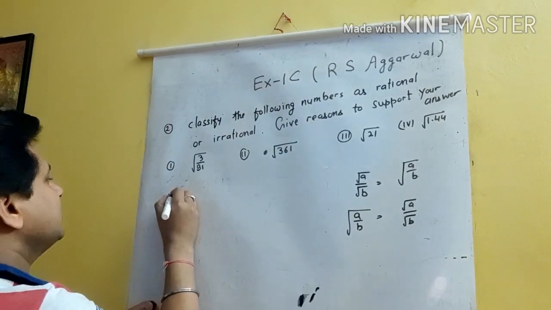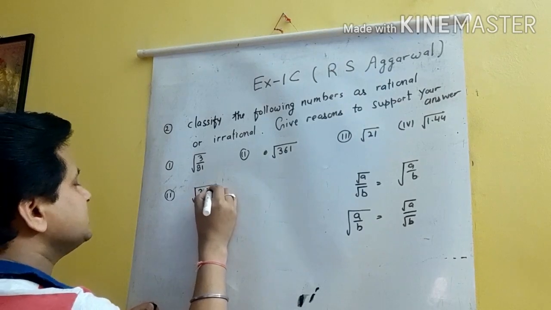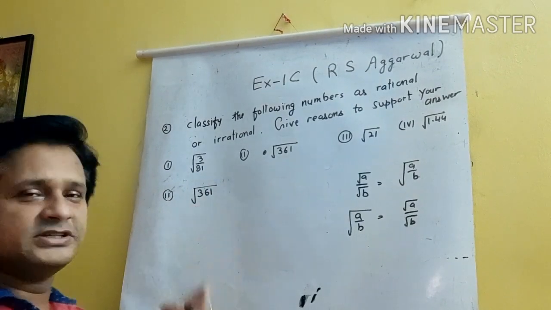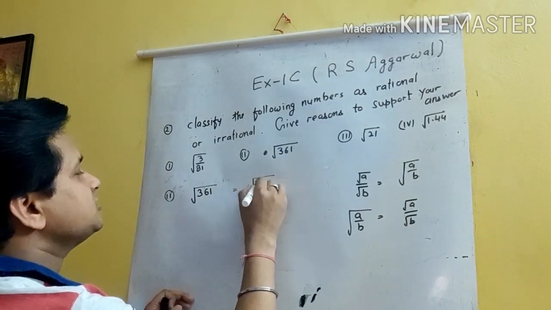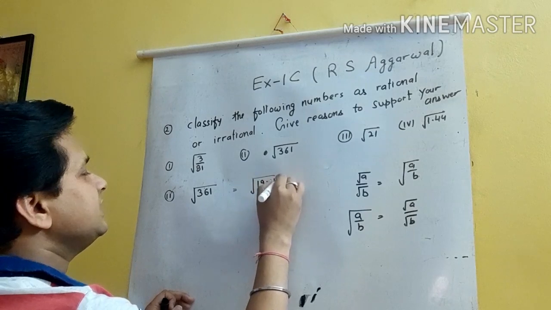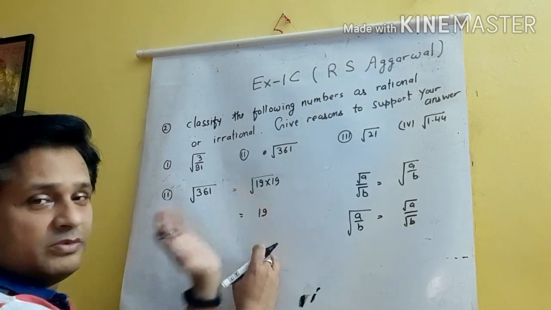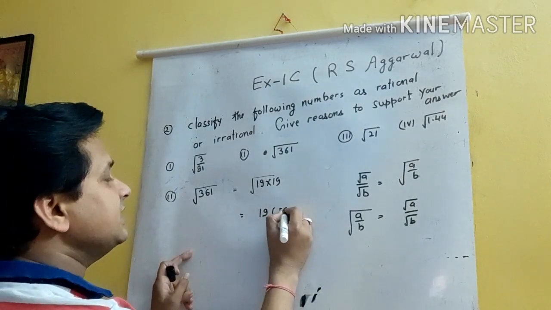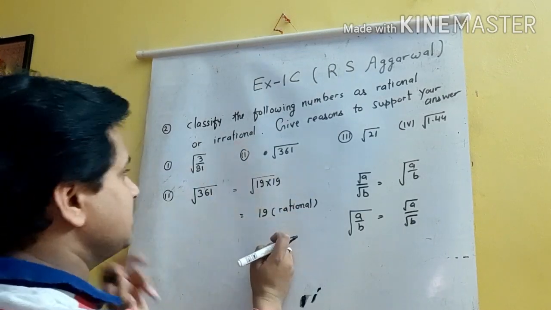Now the second one, this is √361. First you will try to see whether this 361 is a perfect square. Yes, this is a perfect square. 19, so I can write 19 into 19. So now this will come out, this root will be over. So we will have 19, and 19 is a rational number. Therefore this is a rational number.